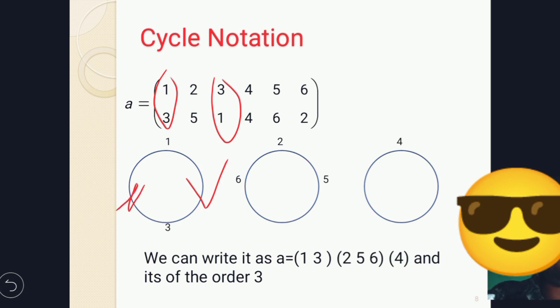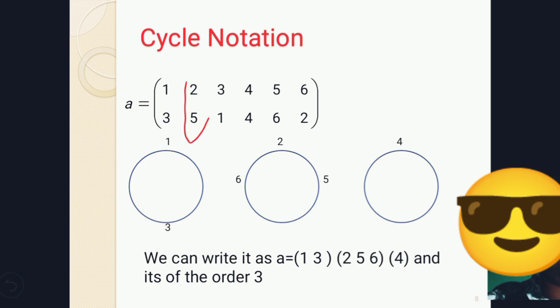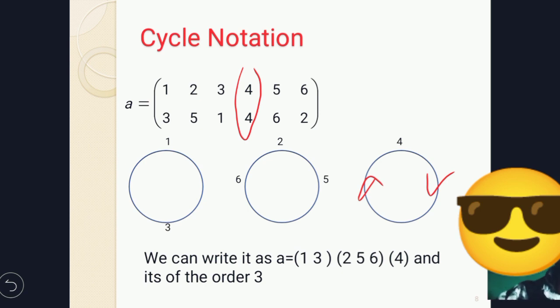this is one cycle. And 2 to 5 is one cycle, 5 to 6 is the second cycle, and 6 to 2 is the third, all within one cycle, and 4 to 4 is one cycle. So we can write it as (1 3)(2 5 6)(4), and it is of order 3.